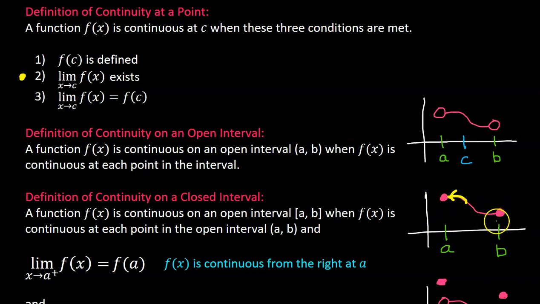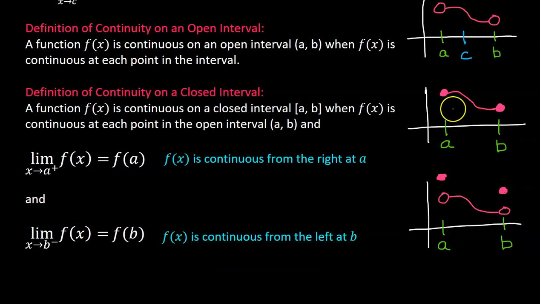Similarly, the function is not continuous at point b. You can approach point b from the left, but you cannot approach it from the right. It doesn't exist on the right. So the function is not continuous at point b. So by this definition, this function would not be considered continuous on the closed interval from a to b, even though this is a lovely, unbroken piece of function.